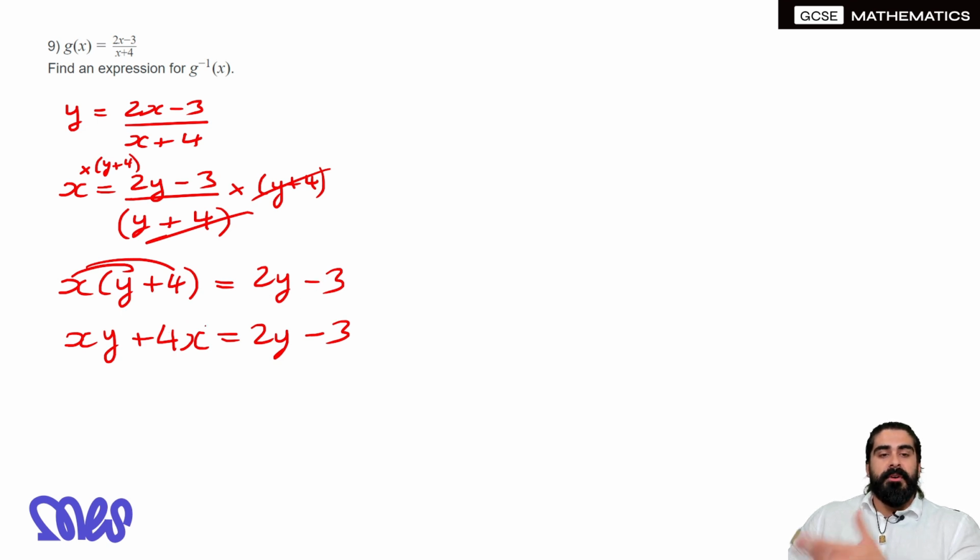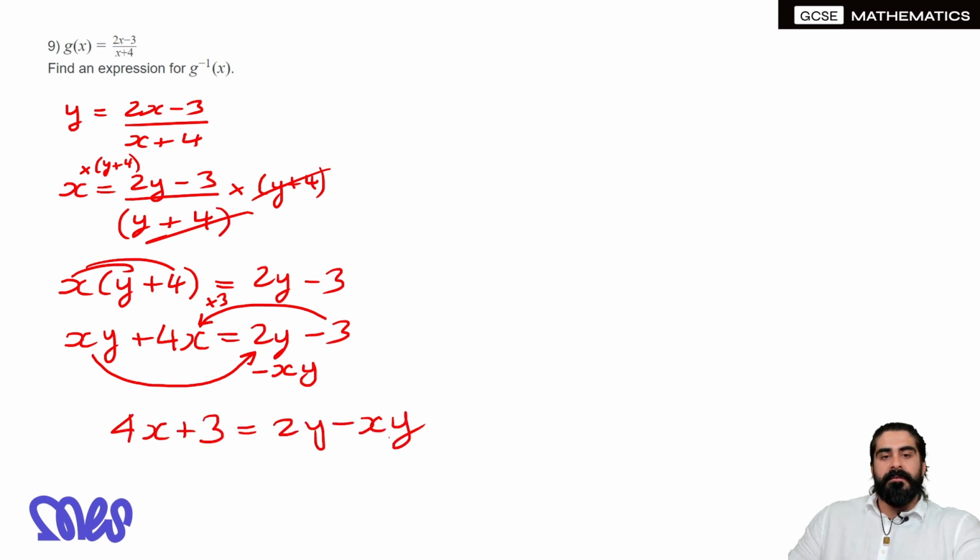So many students move everything to the left side. But if you do that, the 4x here would go to the other side and we would have minus 4x, minus 3. And there's a lot of minuses. The better way is this xy, bring it to the right side, so it's a negative xy. Then this minus 3, bring it over here, so it becomes a plus 3. Now we factorize out the y. So we have 4x plus 3 is, take out the y, 2 minus x. And then finally we divide by that bracket.